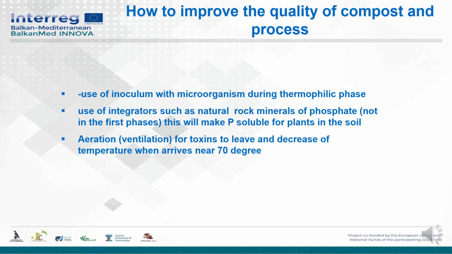Another important tip is that it is necessary to do ventilation or aeration of the compost heap for the toxins to leave, and to decrease the temperature when it rises near 70 degrees, because higher again is not good.